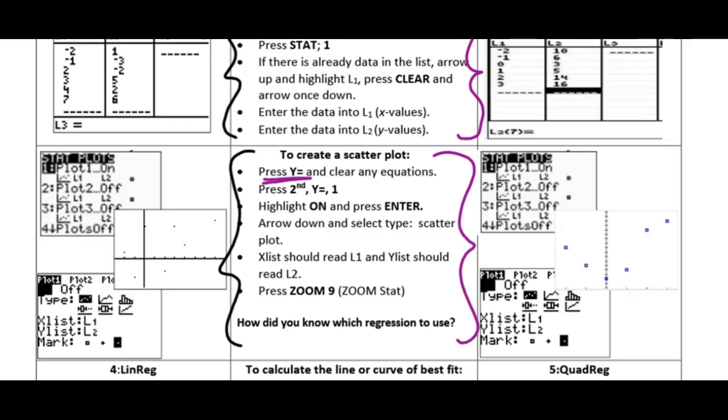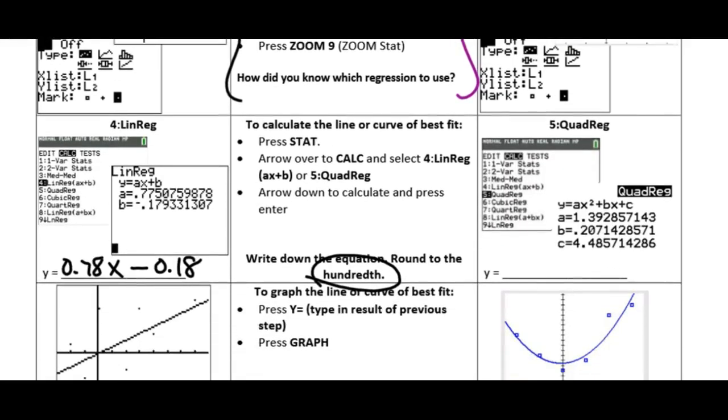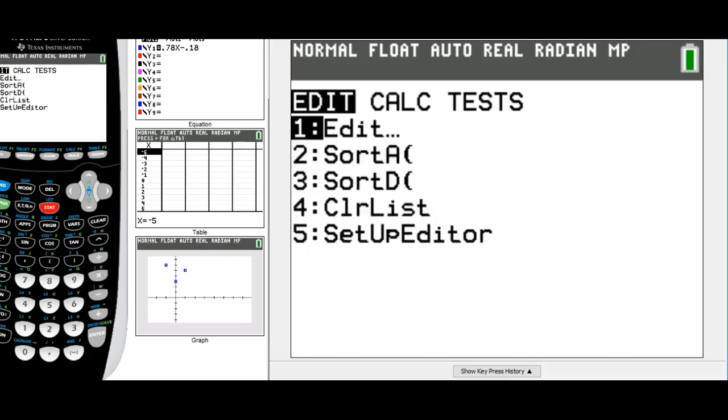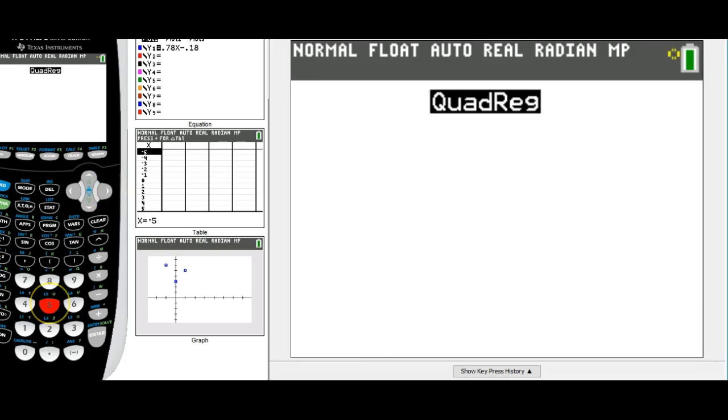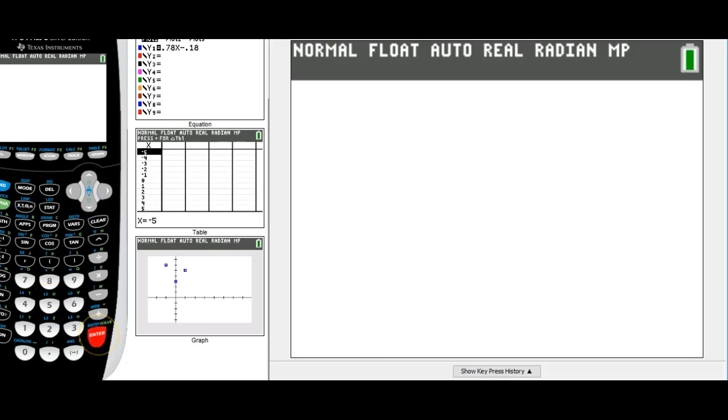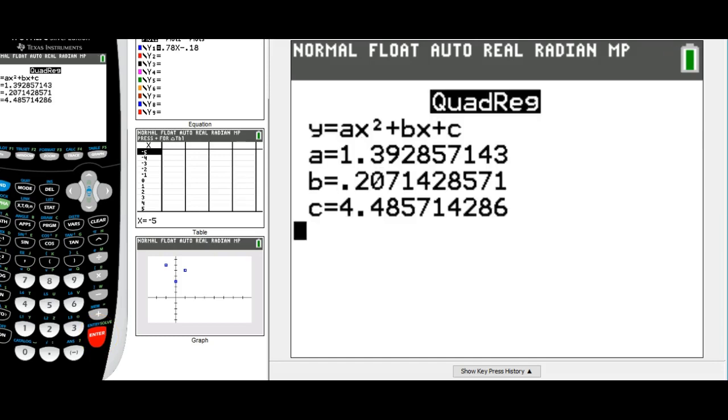So that lets us know that we need to use quadratic regression. To use quadratic regression, notice we do the same thing. We go to Stat, we go over to Calculate, but we pick the one that says quadratic regression, number 5. Let's go ahead and do that. Stat, Calculate, pick number 5. Again, you have to arrow down to where it says Calculate. Hit Enter. And boom, there we go. And look at the equation. A is the number in front of our quadratic term, B is the number in front of our linear term, and C is our constant.